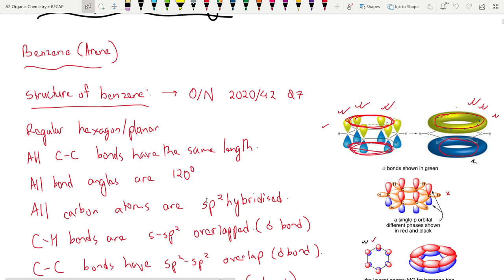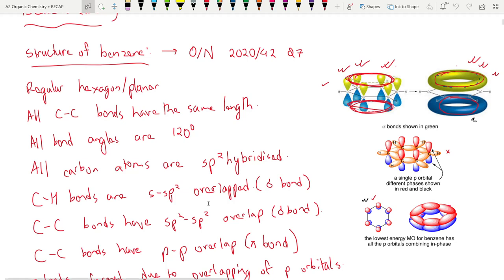It's a regular hexagon, or planar. All carbon-carbon bonds have the same length. All of the bond angles are 120 degrees. All carbons are sp2 hybridized. And the carbon-hydrogen bonds are s-sp2 overlapped. The s orbital is from hydrogen and the sp2 orbital is from carbon. Okay, it's a sigma bond. The C-C bonds have sp2 overlapping. It's a sigma bond as well.